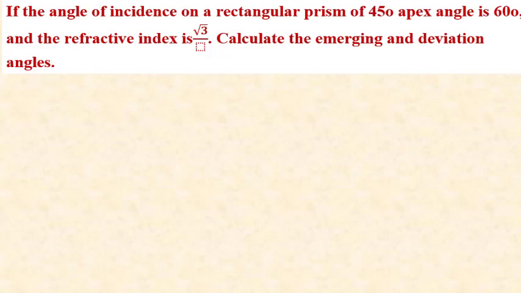If the angle of incidence on a triangular prism is 45 degrees, its apex angle A equals 60. So from the given, phi 1 is 45, A equals 60, and the refractive index is root 3. Calculate the emerging angle and the deviation.